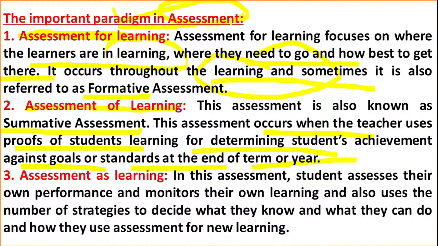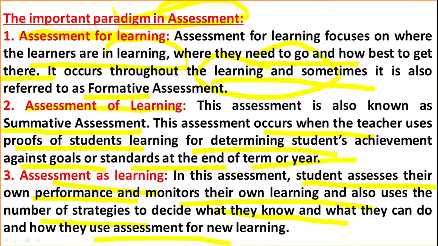A question may arise here. Then assessment as learning. So based on all these topics, you will get MCQs. So try to remember all this information. Assessment as learning. So here students assess their own performance and monitor their own learning, and also use a number of strategies to decide what they know, what they can do, and how they can use assessment for new learning.